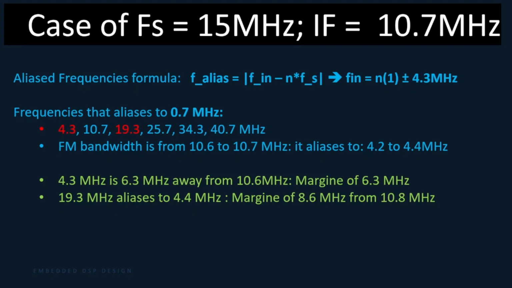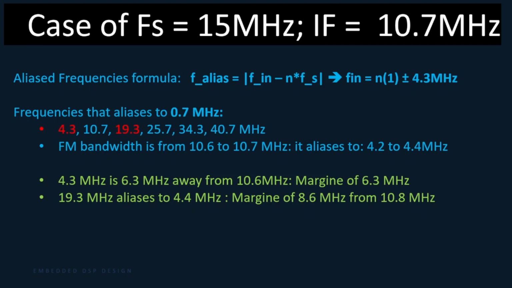So therefore, let's say we have a 4.3 tone in our system, that 4.3 is just going to collide with our IF and cause distortion. So you want to make sure in this case you filter out that 4.3 before you pass it to the ADC to sample it. So one of the edges of the filter will be 4.3, the lower edge. So in this case you have a margin of 6.3 megahertz away from 10.6, because we have a bandpass, we have an IF that extends from 10.6 to 10.8, and we want to make sure we keep it clean. We don't want any interferer to be close to it.